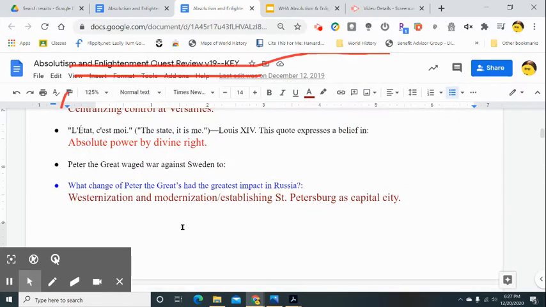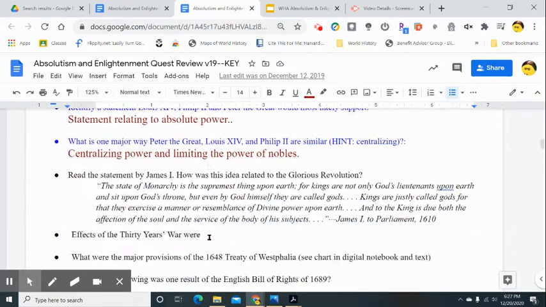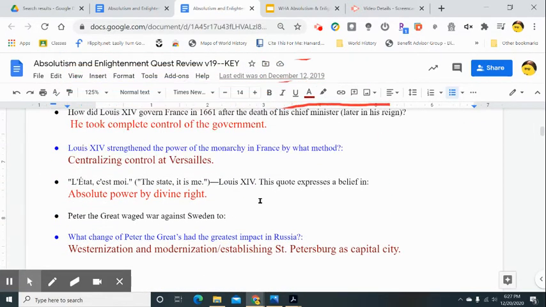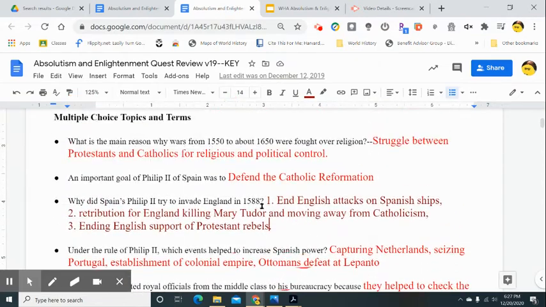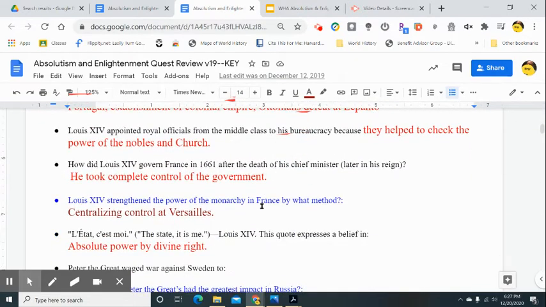But in Peter's Westernization and modernization, what did he ultimately wage war against Sweden to get? That warm water port in the Baltic Sea. And I think there's a subsequent video where we go through some of the other ones, but I just wanted to talk about some of these within your realm.